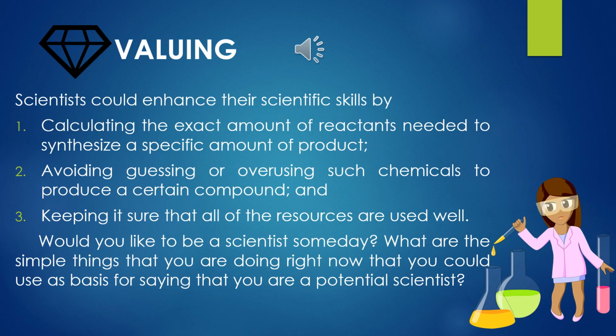For our valuing, scientists could enhance their scientific skills by, first, calculating the exact amount of reactants needed to synthesize a specific amount of product. Second, avoiding guessing or overusing such chemicals to produce a certain compound. And third, making sure that all of the resources are used well. Would you like to be a scientist someday? What are the simple things that you are doing right now that you could use as a basis for saying that you are a potential scientist?